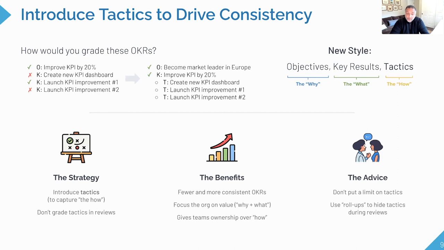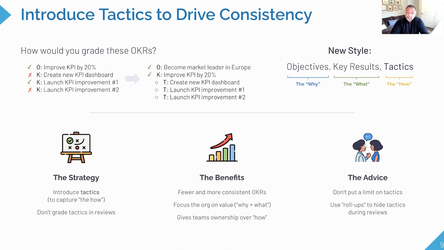So if I have to summarize this strategy, introduce the concept of tactics, which is used to capture the how, but the most important thing is don't grade the tactics. Tactics can change, and focus instead on the objectives and the key results. And what are the benefits that you'll see if you implement this strategy?